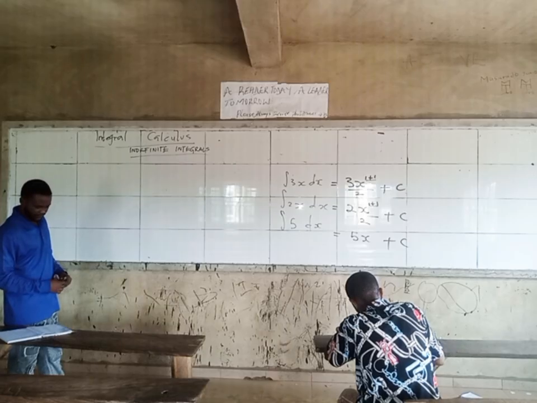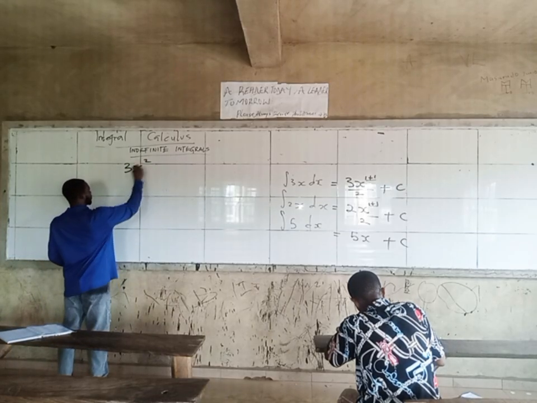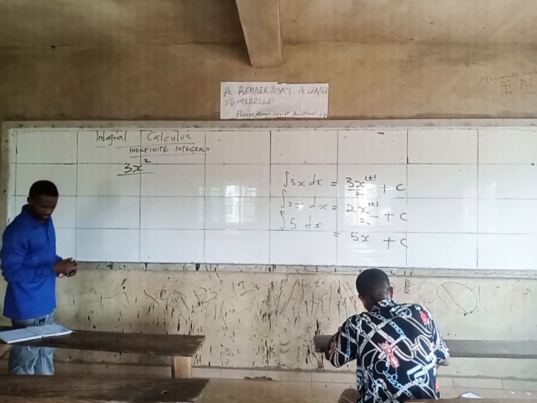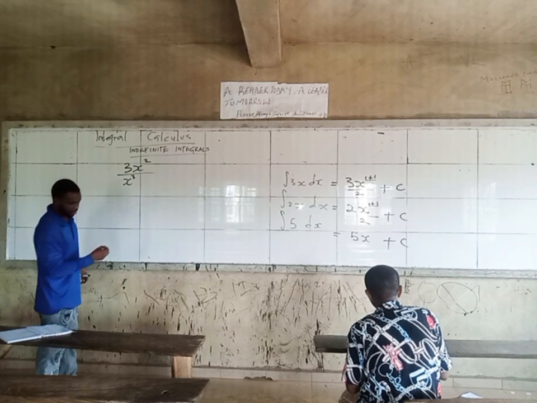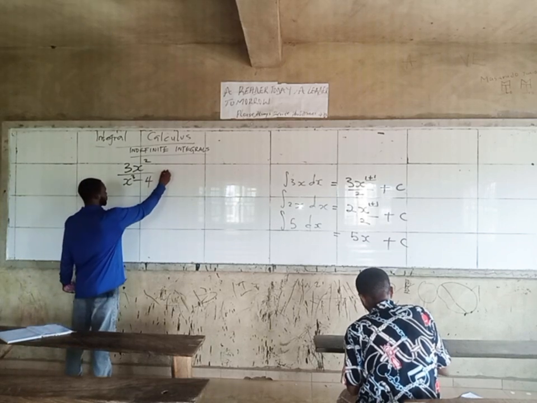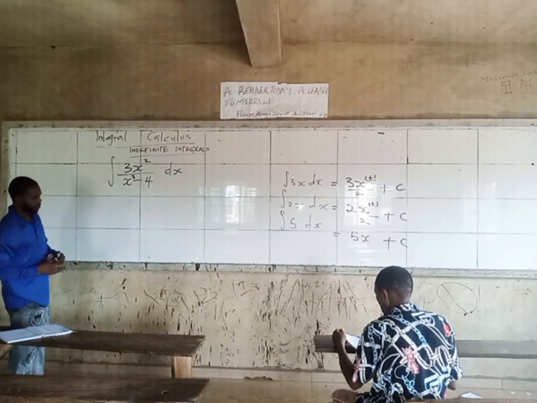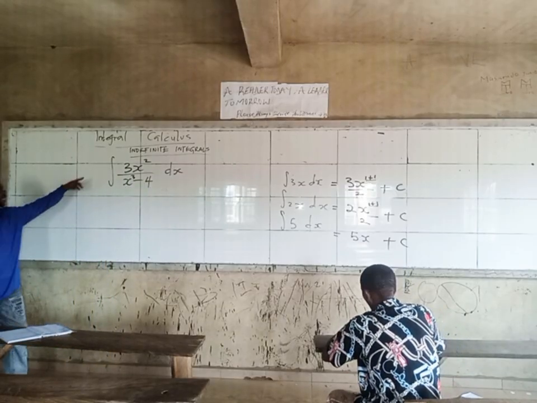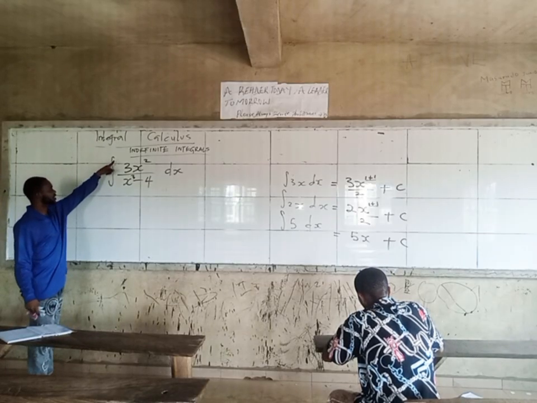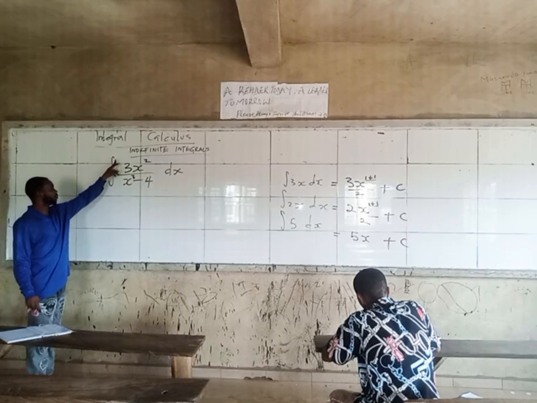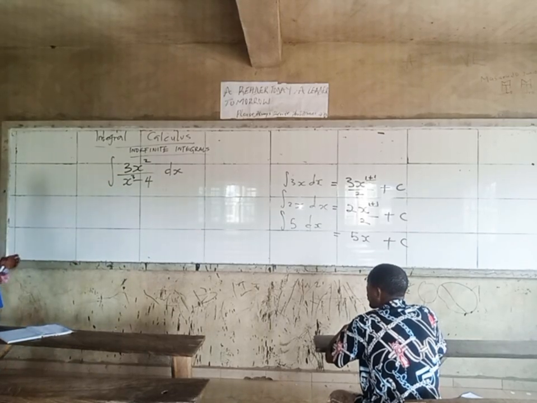So let's say I have 3x squared all over x cubed minus 4 dx. Now let's integrate this. Once we see the integral sign, this means sign of integration. Once we see this and there is no number on it, maybe down and up, it means indefinite integration.